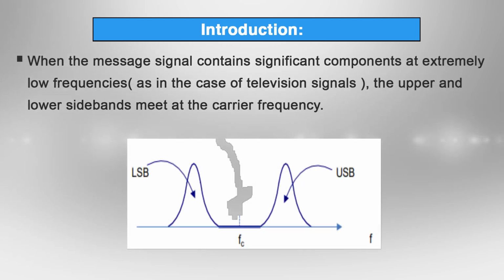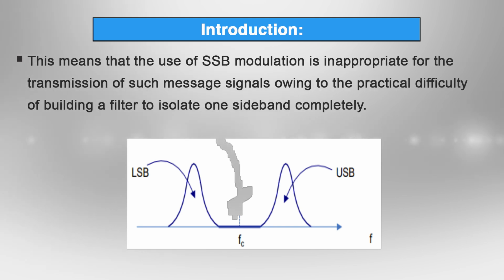But when the message signal contains significant components at extremely low frequency, as in the case of a television signal, there is no gap between the upper sideband and the lower sideband, and the upper and lower sidebands meet at the carrier frequency, as shown in this figure below. This means that the use of SSB modulation is inappropriate for transmission of such a message signal owing to the practical difficulty of building a filter to isolate one sideband completely.